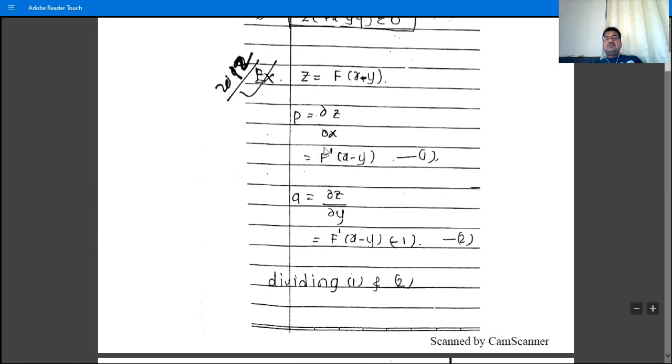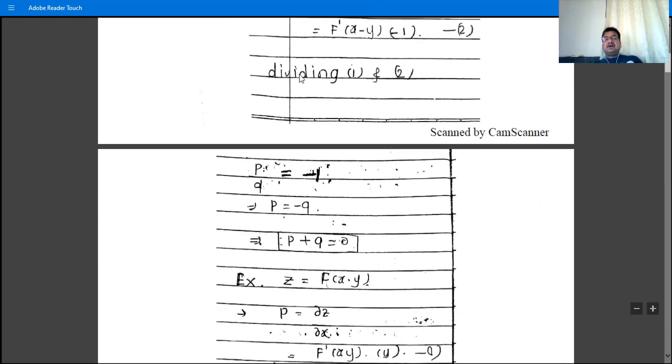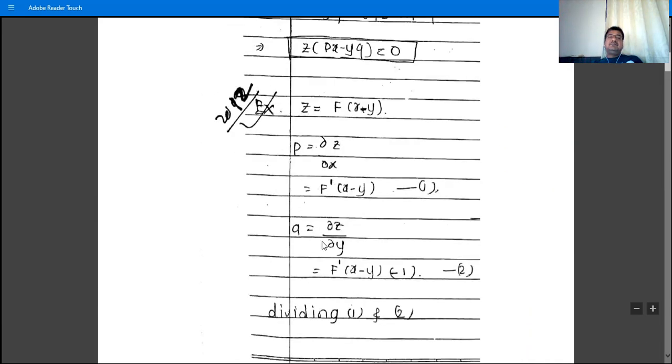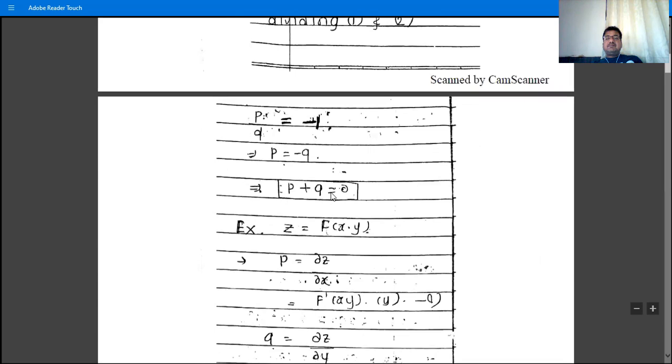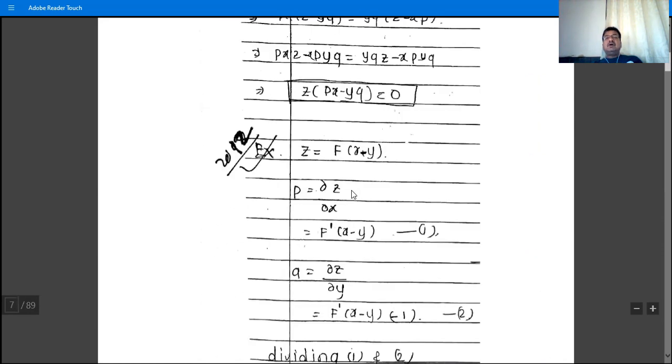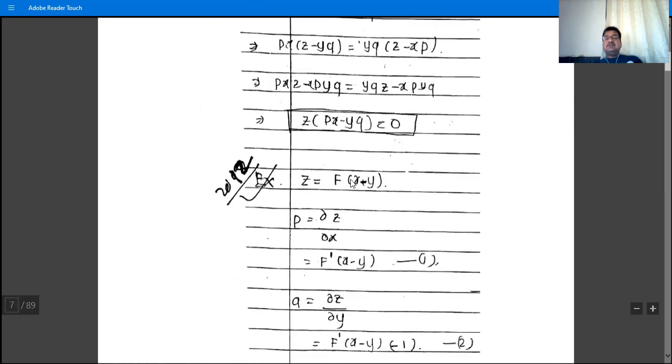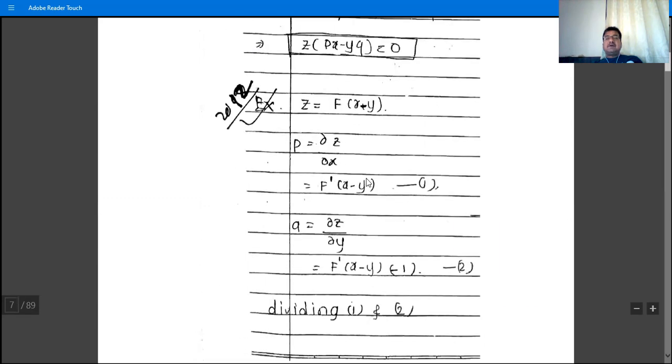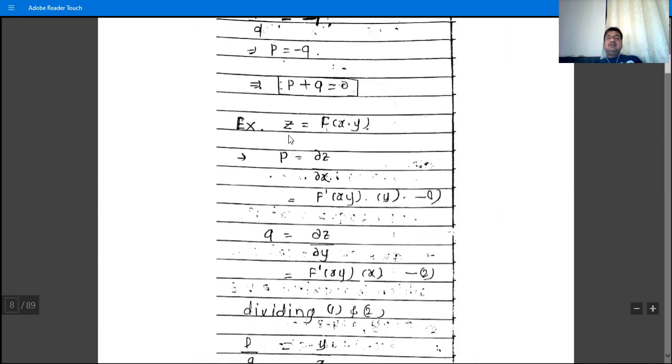p plus q is equal to f dash of x minus y and minus f dash of x minus y, which becomes 0. So p plus q is equal to 0. Either dividing 1 and 2 or adding 1 and 2, we have p plus q is equal to 0 as the corresponding differential equation. So this is the partial differential equation. p plus q is equal to 0 means del z by del x plus del z by del y is equal to 0, and its solution is z is equal to f of x minus y.